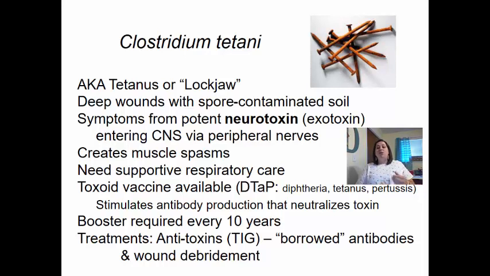Symptoms are from a potent neurotoxin. They create an exotoxin that they release. This enters into the central nervous system via the peripheral nerves. So the peripheral nerves are going to carry the toxin from the outside part towards the spinal cord and the brain.